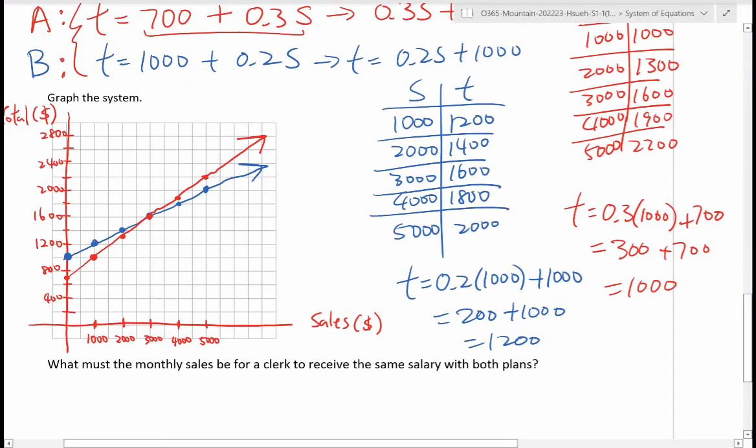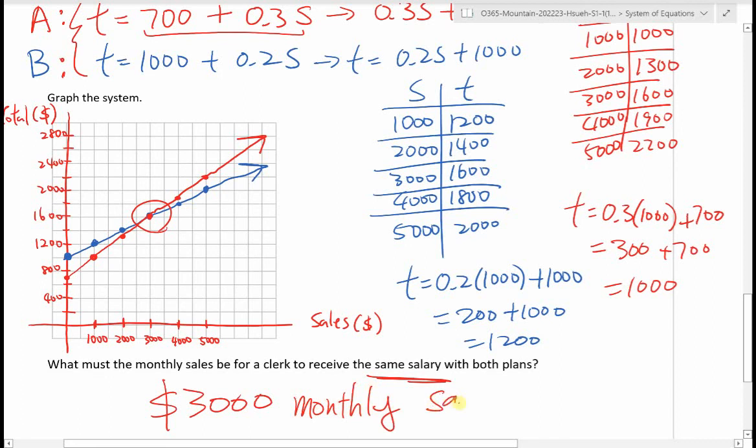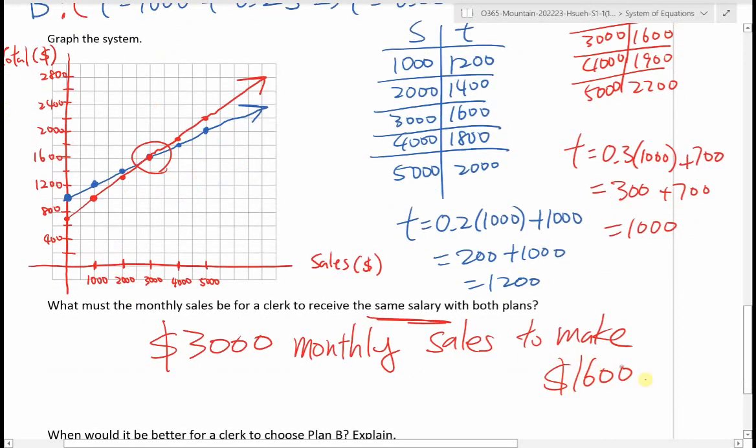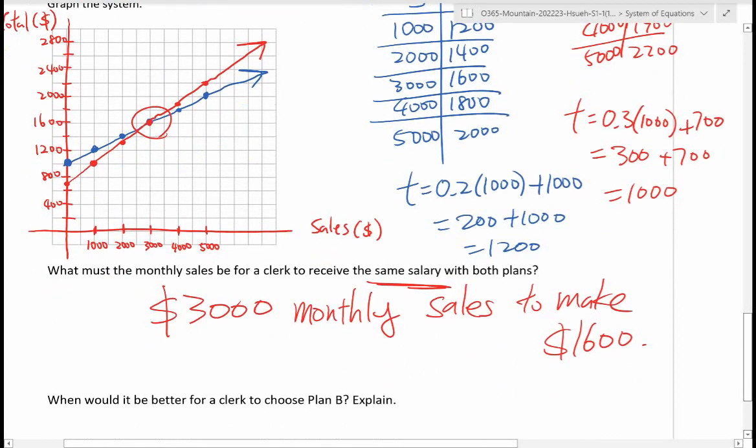All right, now let's answer the questions. First question says, what must the monthly sales be for a clerk to receive the same salary with both plans? Well, if you want the same salary, then you're looking at a point of intersection, right? Because in that case, in both plans, you're making $1,600. So based on the graph, you need to sell $3,000 a month to make the same amount of money, and that is $1,600.